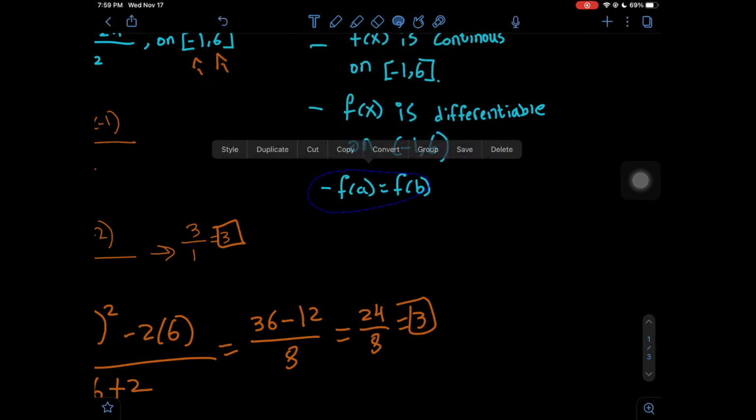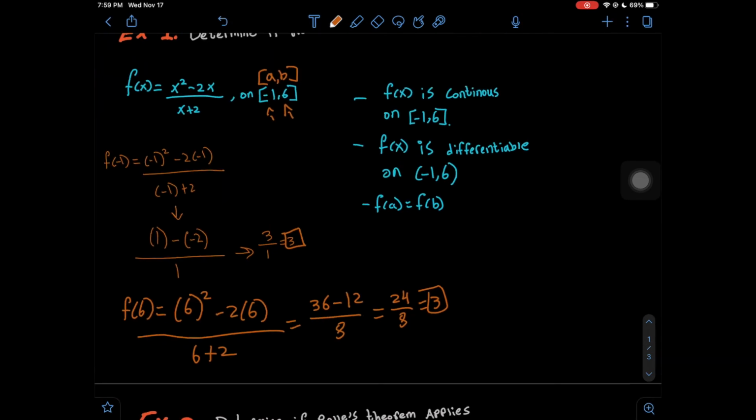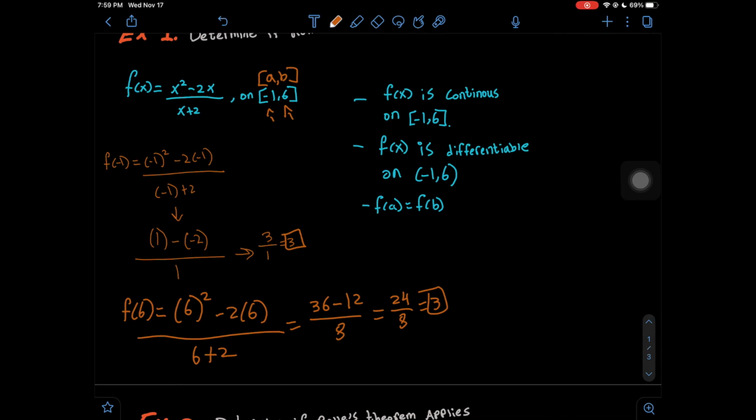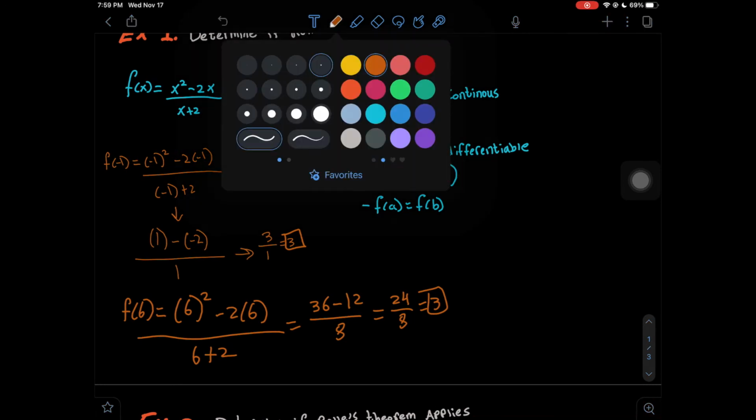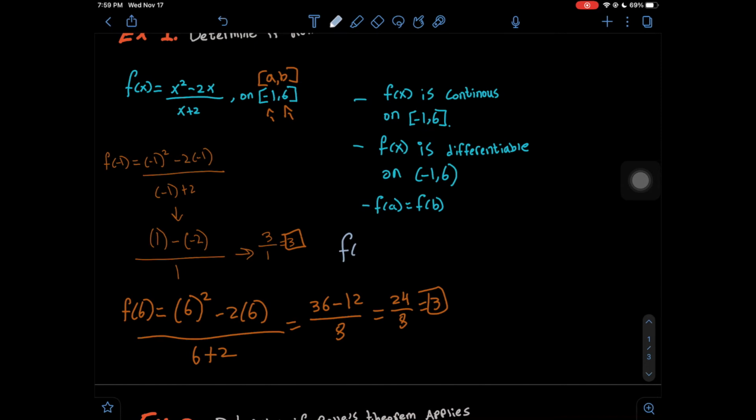Okay, so let's go ahead and do this last step and take the derivative. So we have f of x, or f prime of x in this scenario actually. We're going to do quotient rule here, and I believe I did make a video over quotient rule and product rule. You can go ahead and check that out.